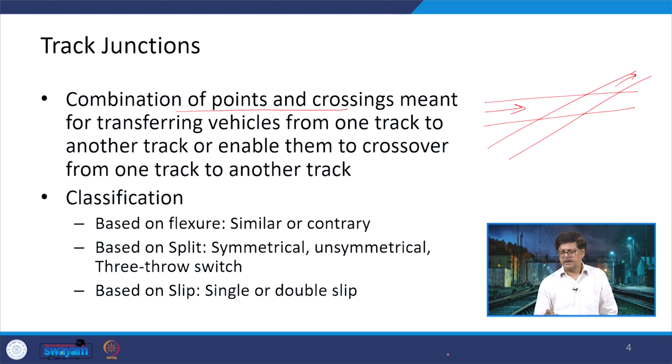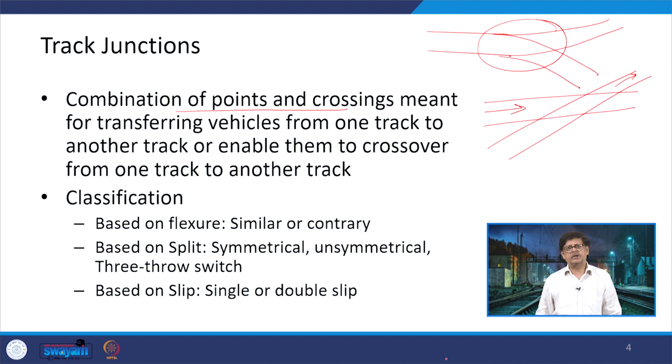Or say a track is coming as a straight track and then it gets diverted in this form. One track goes towards the left, another goes towards the right. So, here again we have a junction being created. We are going to discuss these types of aspects one by one.